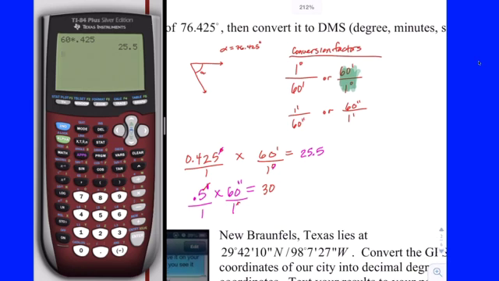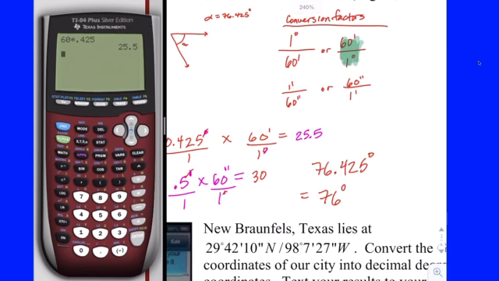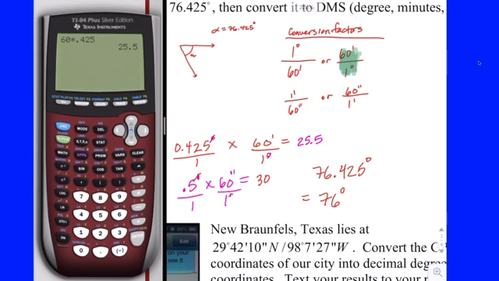All right, so now we can write our answer. We could say that 76.425 decimal degrees is equivalent to 76 degrees. And we're not going to say plus. We don't really put a plus sign. We talked about GPS format yesterday. You just write it next to it.